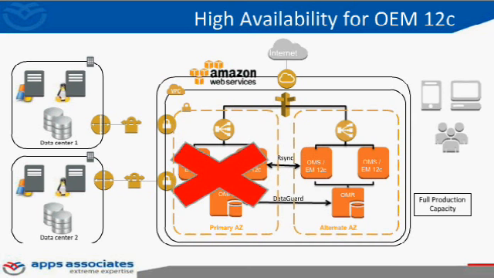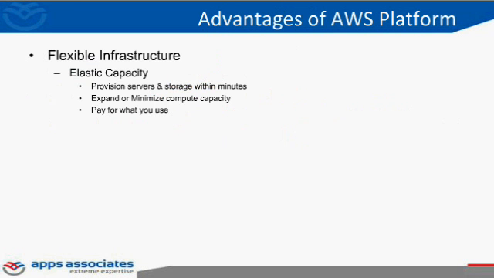Here is a quick summary of the advantages that the AWS platform has to offer for Oracle Enterprise Manager specifically. Elastic capacity, as I discussed earlier. You could grow your Oracle Enterprise Manager platform as your infrastructure grows, as you roll out Enterprise Manager across more data centers or more business applications or more infrastructure. You can start with the servers and storage capacity and expand, and you're only paying for what you use with no contractual commitments.